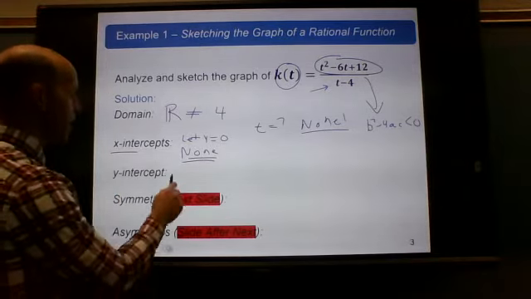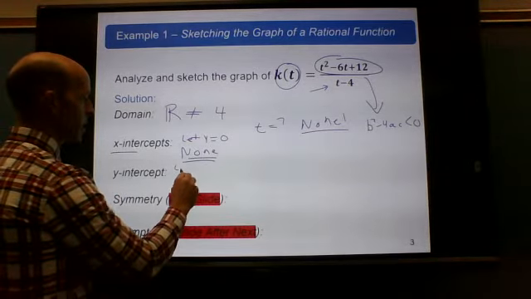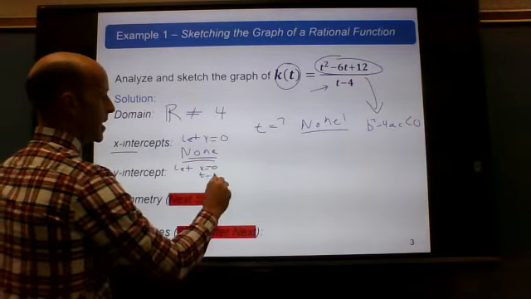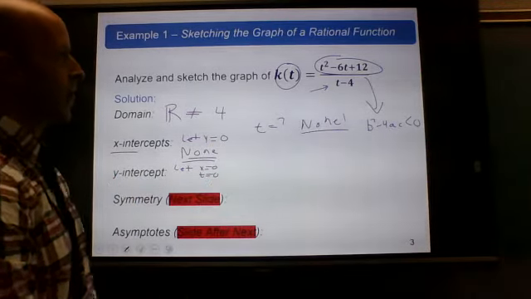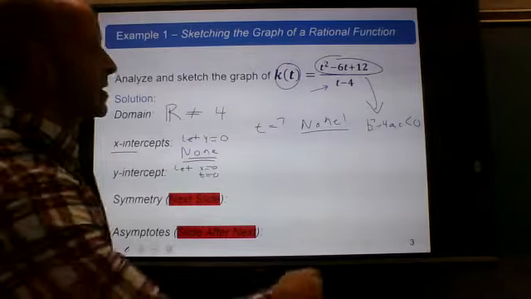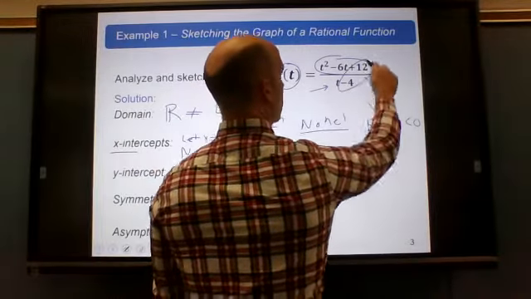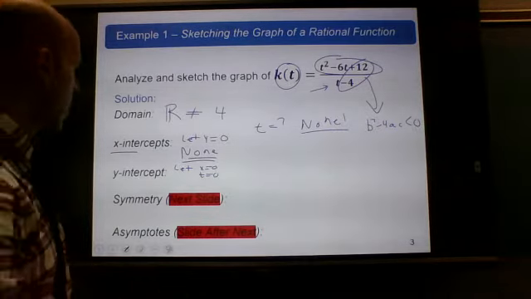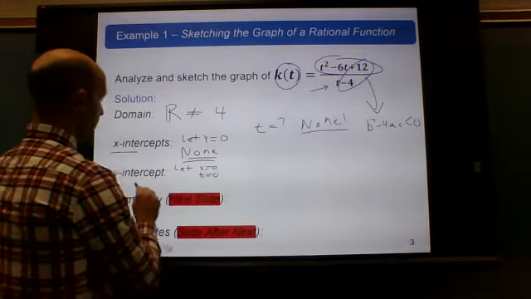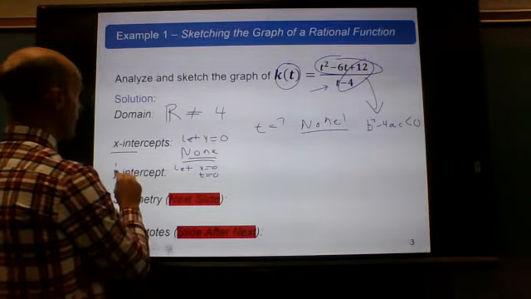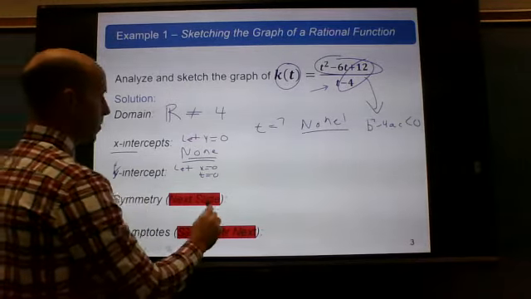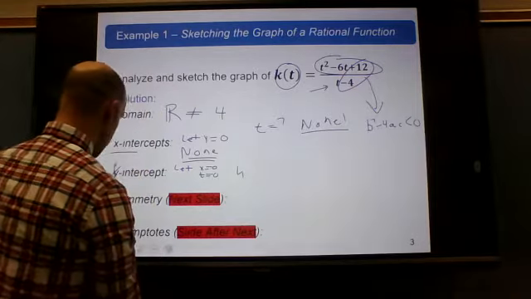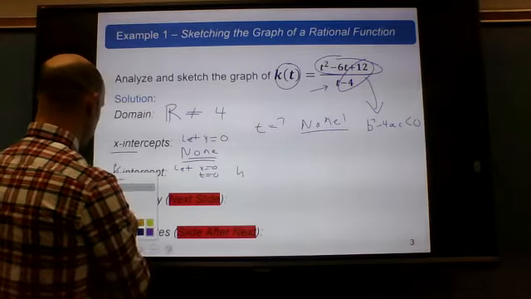To find the y-intercepts, we need to let x equal 0, or in this case, I should say t equal to 0. And if I let t equal 0, you're going to quickly see that this will all be 0, and we're left with this 12 over negative 4. So it looks like our y-intercept, or here I guess I should call it our k-intercept, if you will, is going to be k, or let me just write that as an ordered pair. That might be a better way of doing that.